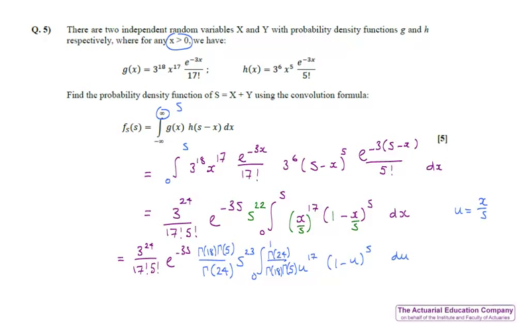Now, since we're integrating a beta distribution over the full range, that will give us the total probability, which is 1. And so our required probability density function is as follows. But without knowing the clever trick, I suspect most students wouldn't have got this far.